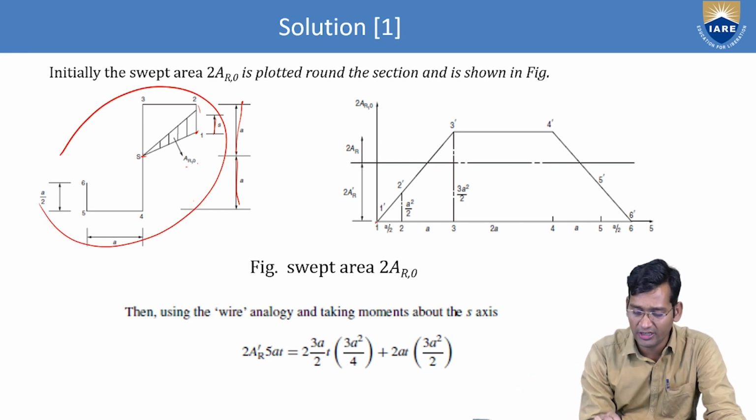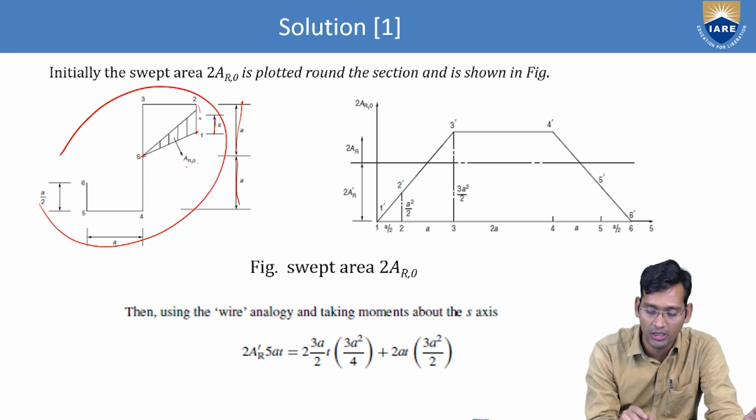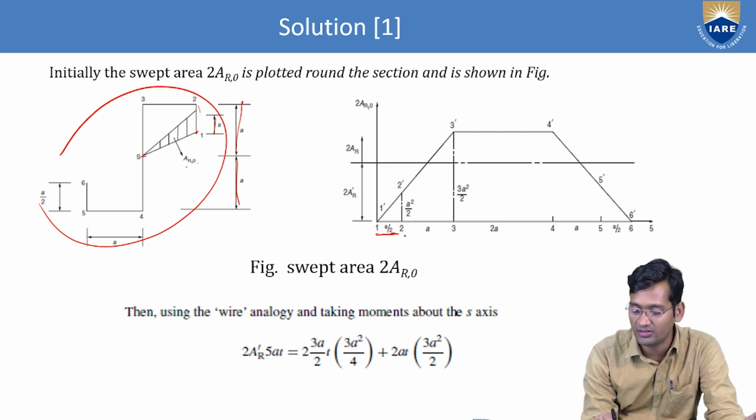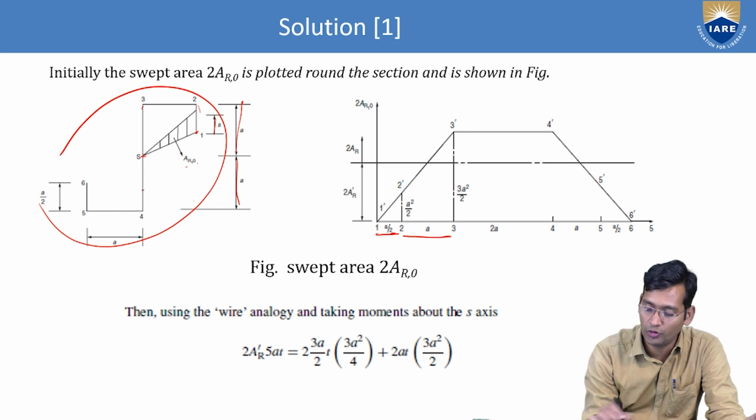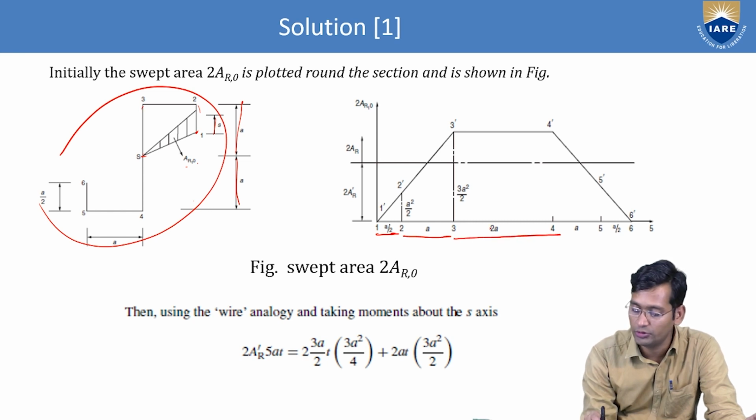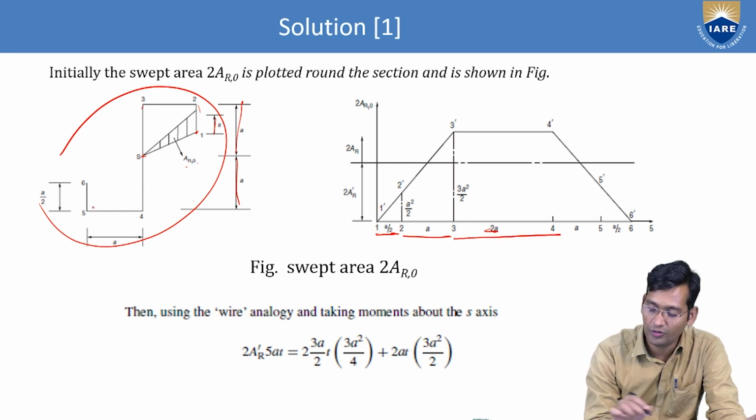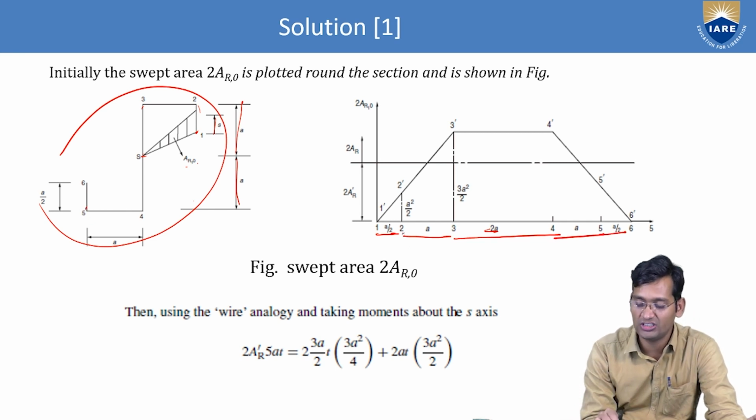Now you see, we divide 1 to 2, 2 to 3, 3 to 4, 4 to 5, 5 to 6, depending upon the distance. 1 to 2, how much is there? A by 2. 2 to 3 is given as A. 3 to 4, 2A. 4 to 5, A. And 5 to 6, A by 2. So this is our actual one.